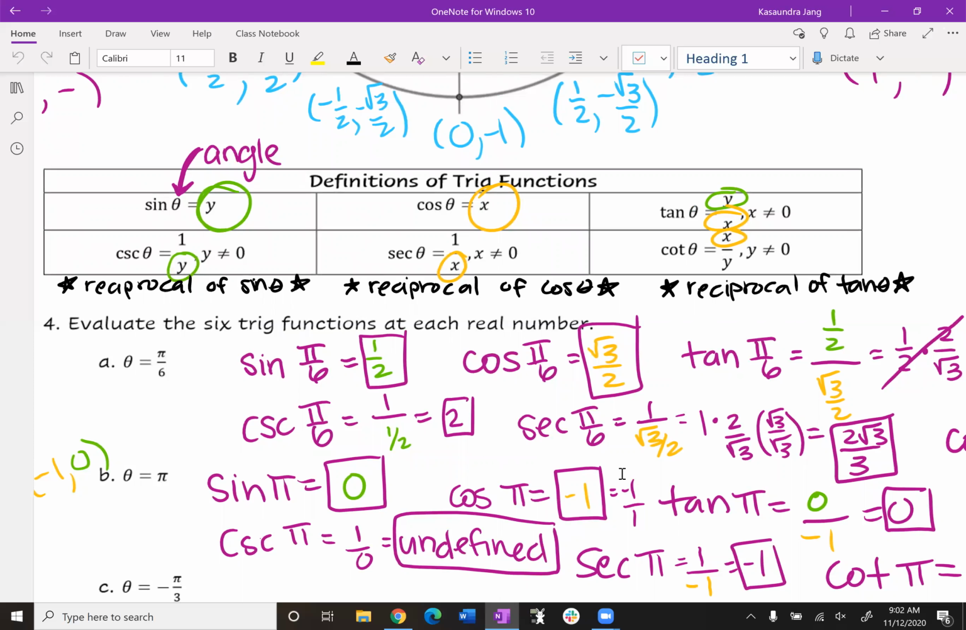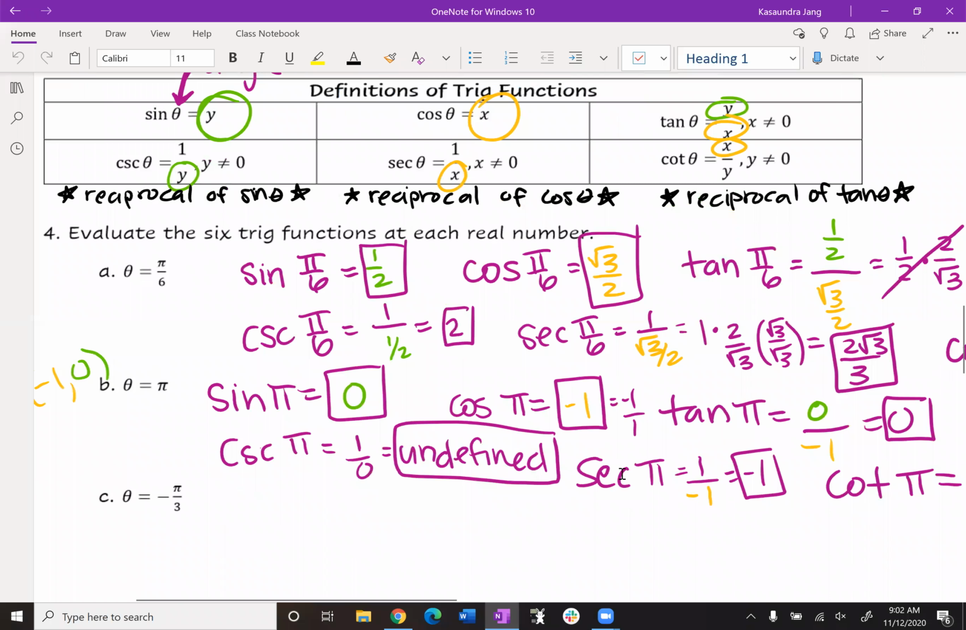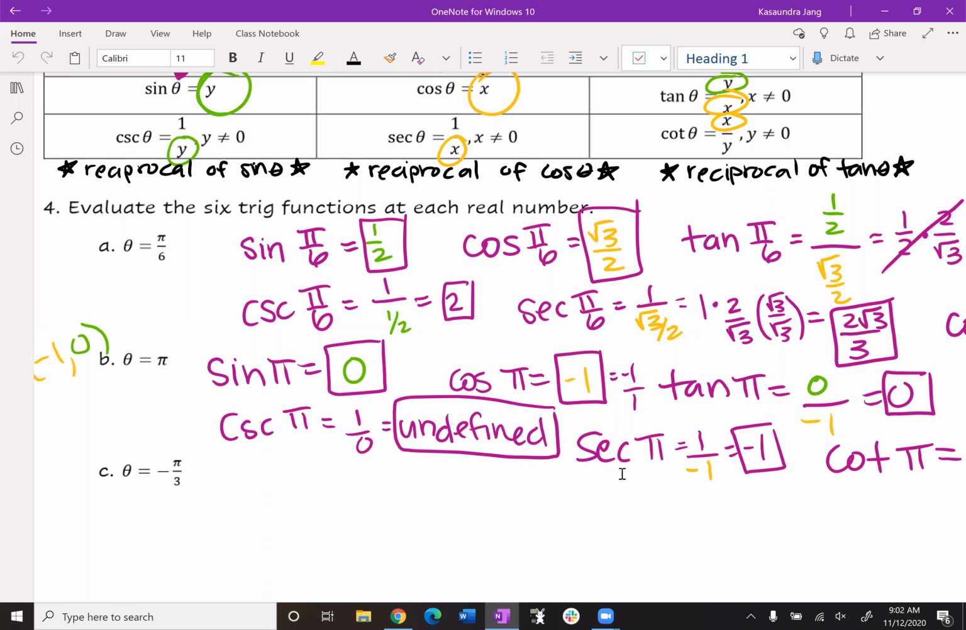We're gonna find all 6 trig functions of a specific angle. That's why it's always like sine of theta, cosine of theta. You always have to find some trig function of an angle. So on part C is where we left off yesterday. Part C is the angle negative pi thirds in radians. All right, so this is the first time we had a negative angle we had to find our 6 trig functions of.